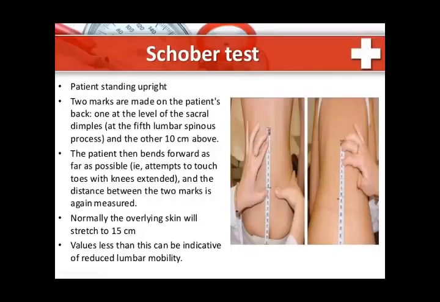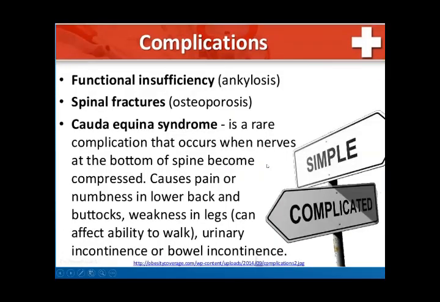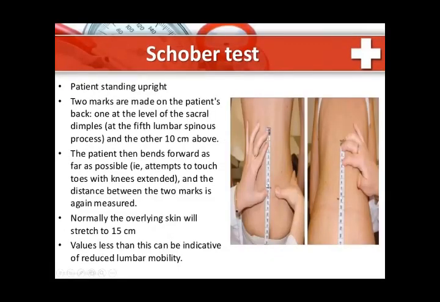How you do the Schober test is very simple. The patient is standing upright. Two marks are made on the patient's back, one at the level of the sacral dimple, that is at the fifth lumbar spine, and the other 10 centimeters above. If we look at the sacral dimple, it is here at the level of the fifth lumbar spine, and you put a measuring tape here, make a mark here, and 10 centimeters above you make a mark here. So this is the normal spinal length which we measure during standing and then after bending forward.